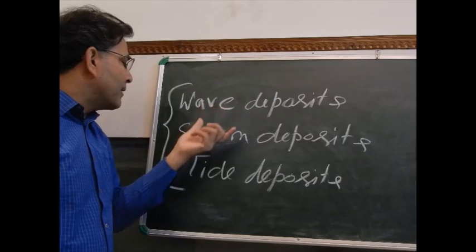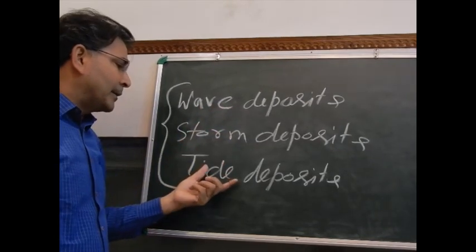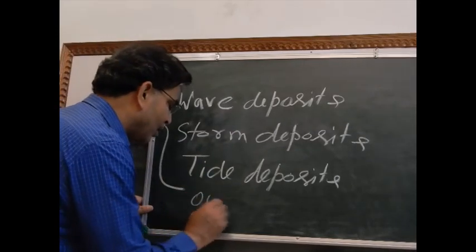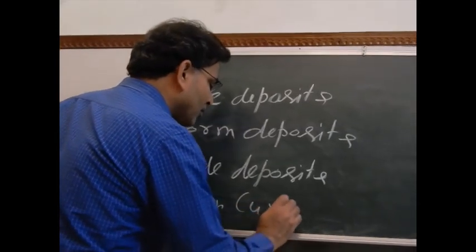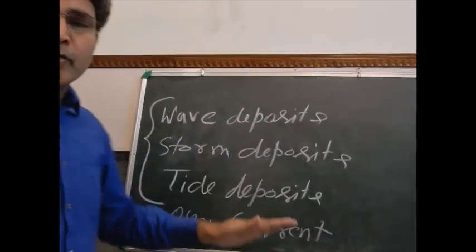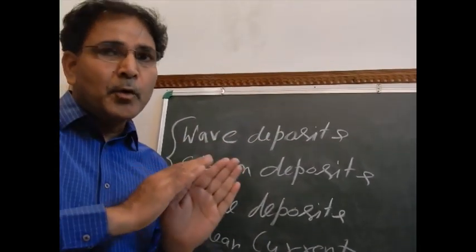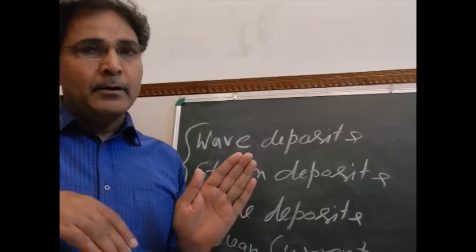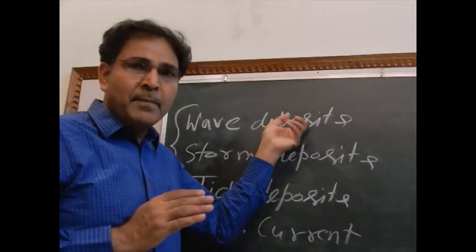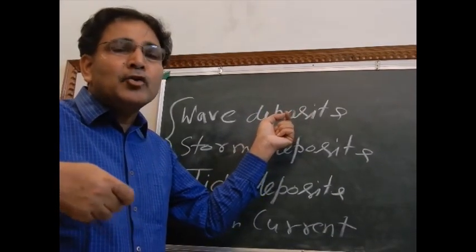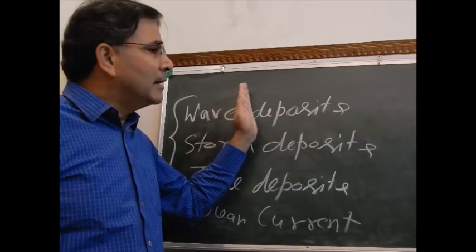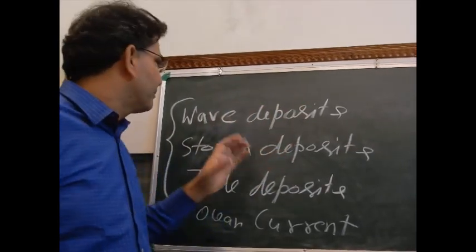Some are deposited by waves, some are deposited by storms, some are deposited by tides, because these are the various processes. And the last I have discussed, that is the oceanic current. They are also one of the important processes. So these processes transport the sediments which are already transported by various river systems from the continental part to the continental shelf, and they also revert the sediments into the previously deposited continental part.